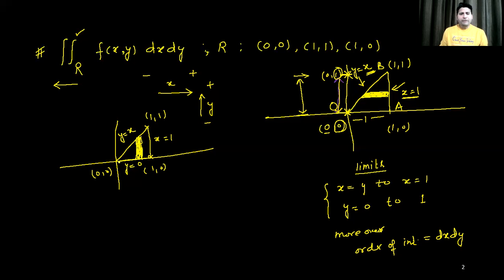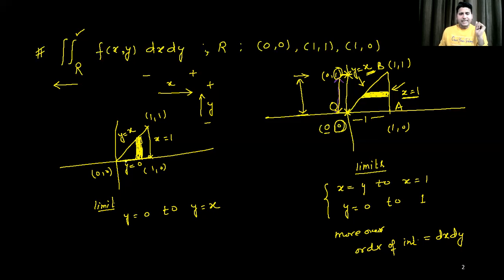So the limit of y will start from the curve y equal to 0 and terminate on the curve y equal to x. Since I am taking the strip parallel to the y-axis, I should find the limit of y firstly. The limit will be y equal to 0 to, what is the value of y on this curve? x. I am getting the limit of y from 0 to y equal to x.